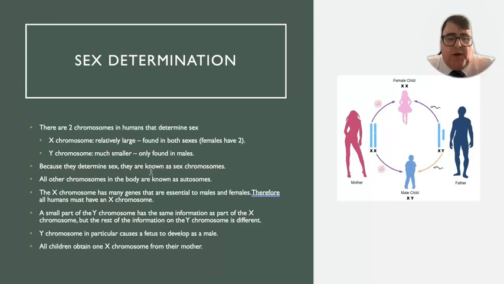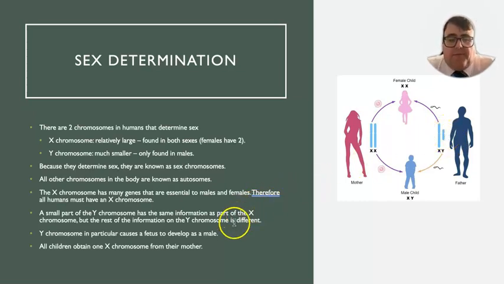Okay, so we have 22 autosomes in our body. Those are the chromosomes that aren't determining sex. And then we have the 2 sex chromosomes, X and Y. The X chromosome is really important. It has lots of genes that are important to both males and females. Therefore, everyone has to have an X chromosome. You can see the X here. The female has homologous chromosomes, 2 X's, but the male has an X and a Y. And you can see here the Y is considerably shorter.